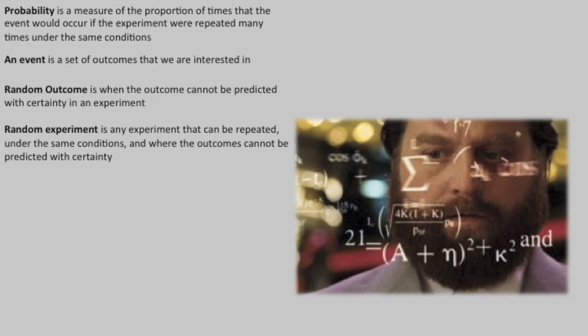Probability is a measure of the proportion of times that the event would occur if the experiment were repeated many times under the same conditions. An event is a set of outcomes that we are interested in. Random outcome is when the outcome cannot be predicted with certainty in an experiment. Random experiment is any experiment that can be repeated under the same conditions and where the outcomes cannot be predicted with certainty.